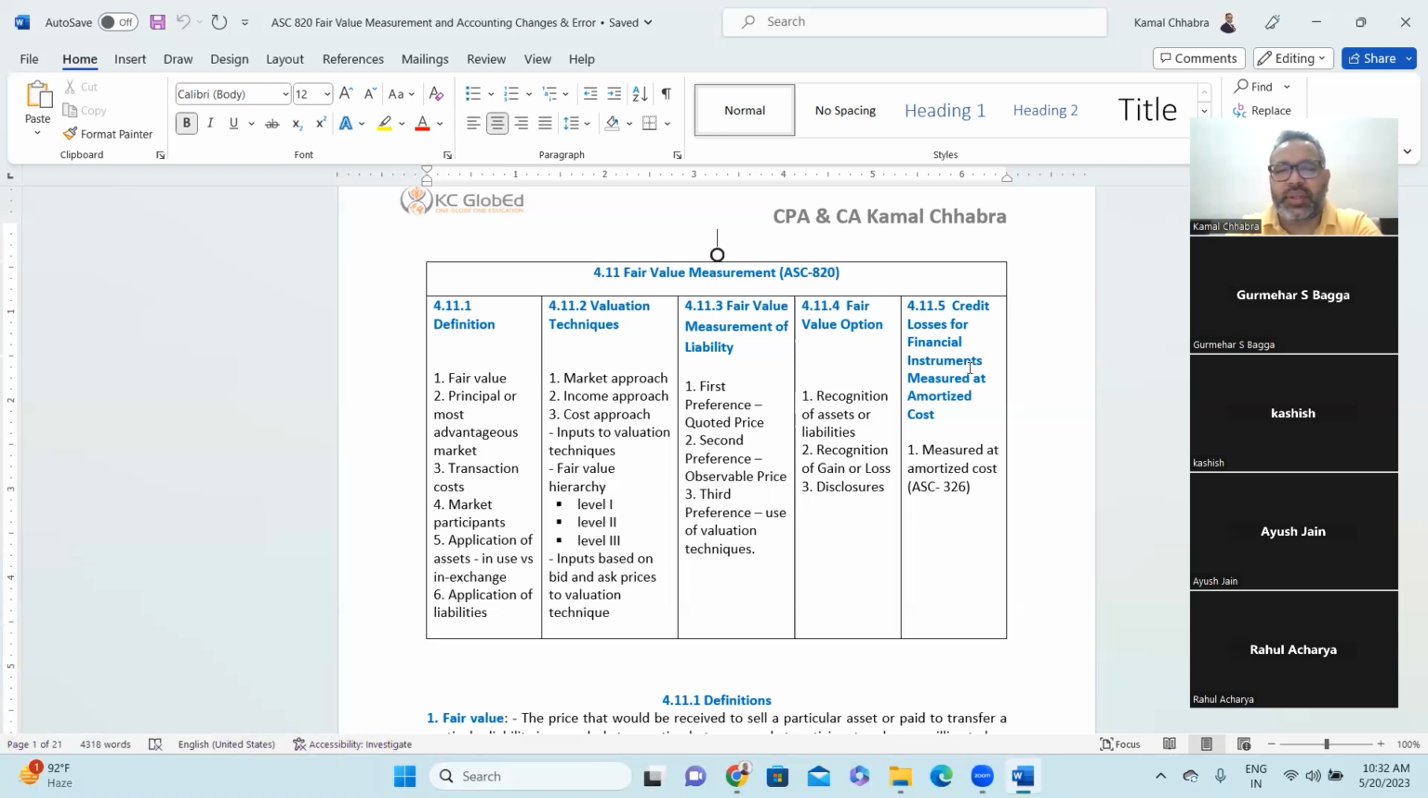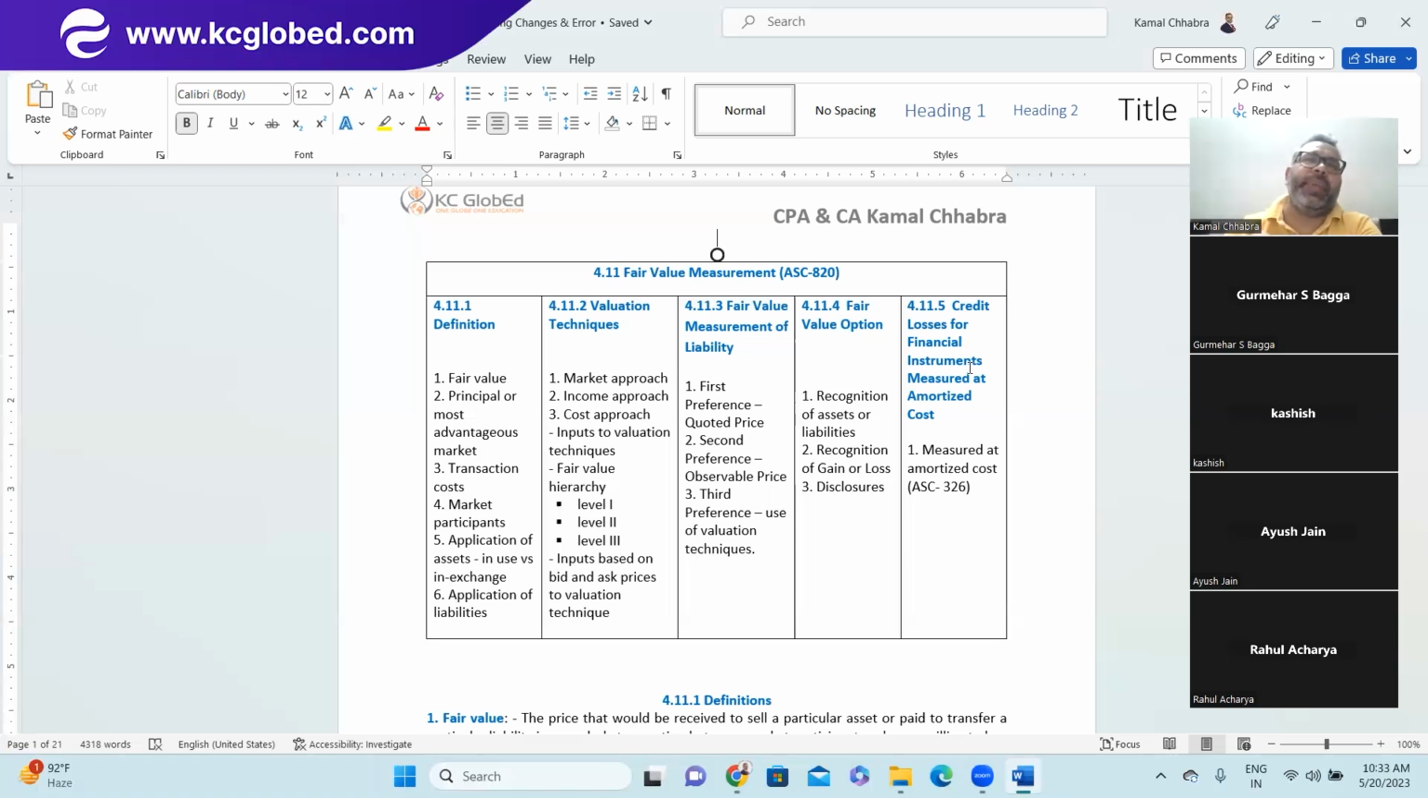So ASC 326 would be tagged to many accounting standards, whether it's fair value measurement, inventory valuation, accounts receivable valuation, or different financial assets and financial liability valuation. So in all those cases which we have discussed in our earlier class, ASC 326 would be relevant. It's an independent accounting standard, but it supports or aligns with the other main accounting standards, right?